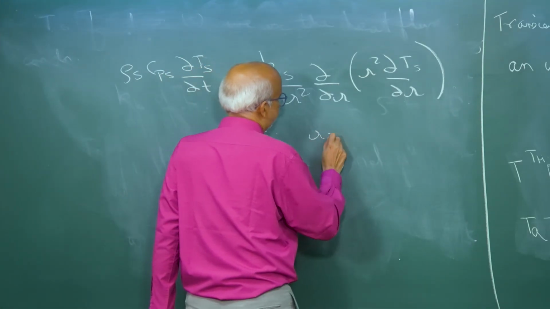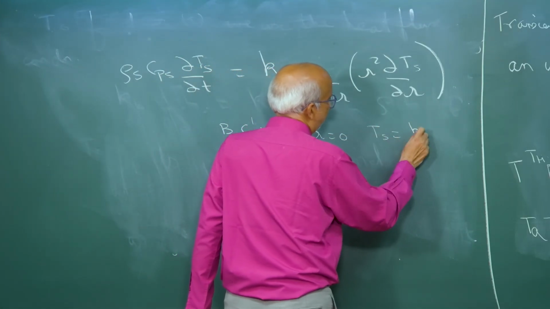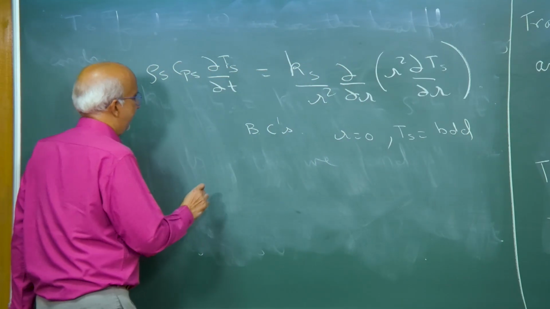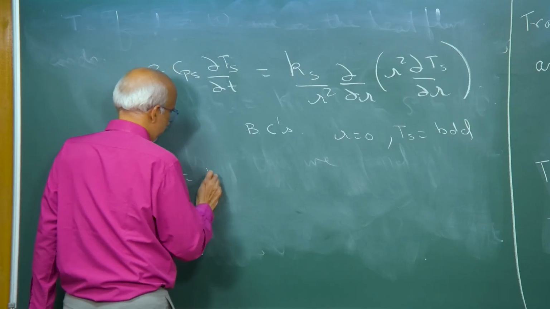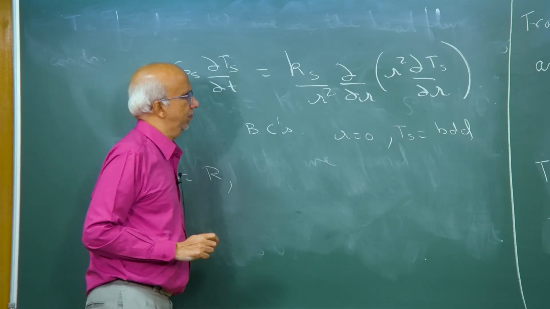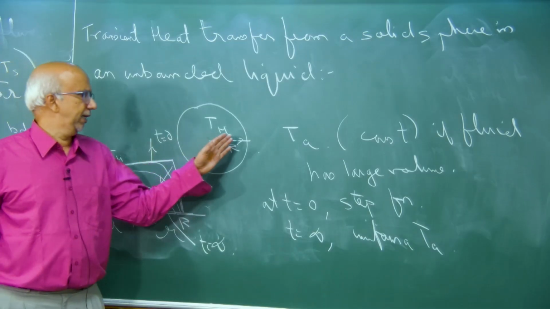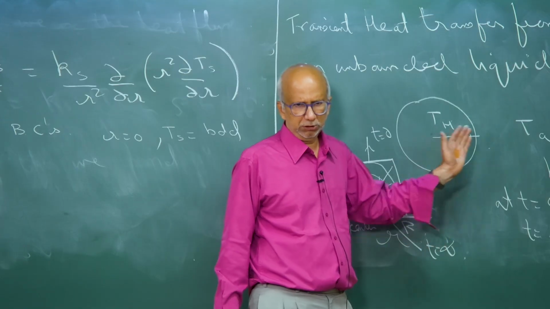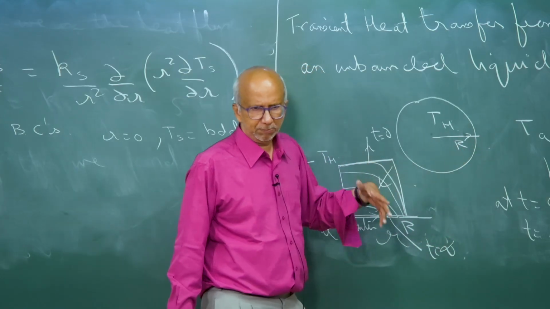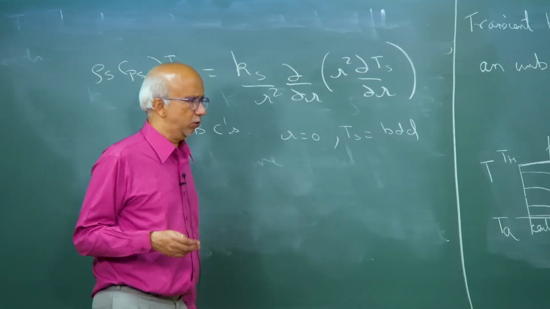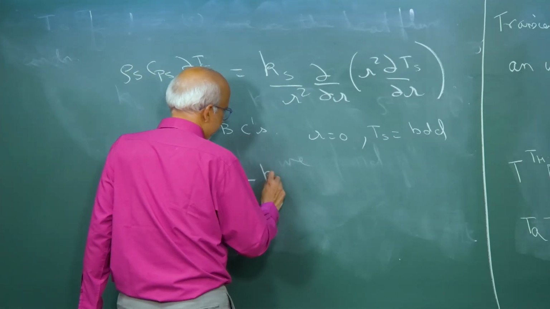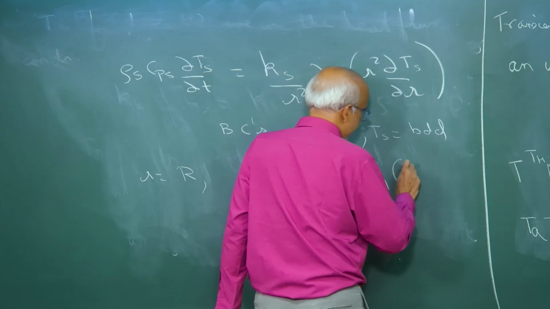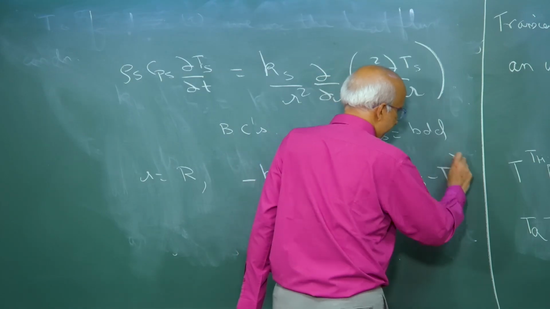at r equal to 0, my Ts is bounded. I need to get a bounded solution, and at r equals R, what is going to be my boundary condition? There is going to be heat flux. See, if this guy is adiabatic, if it is insulated, there is going to be no change in the temperature, this is losing heat. Okay. And the simplest boundary condition to think of is the Newton's law of cooling, where you say minus Ks dTs by dr equals h times Ts minus T ambient.